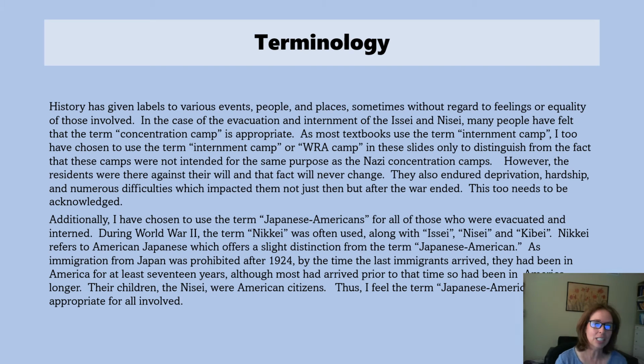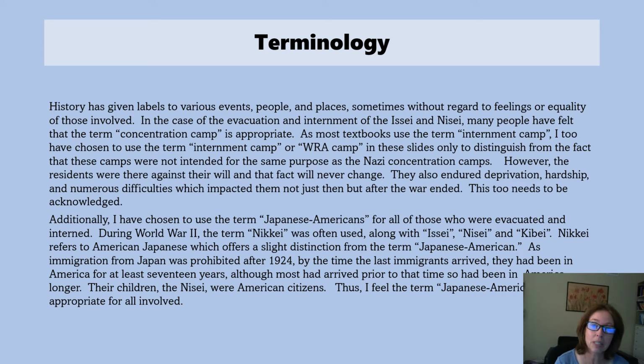The terminology that I use throughout the slides is mostly Japanese American, but I did want to say that during World War II, many of the Japanese Americans called themselves Nikkei, and sometimes they also called themselves Issei, Nisei, and Kibei, depending on what they were referring to. So those are terms that you definitely will want to know.